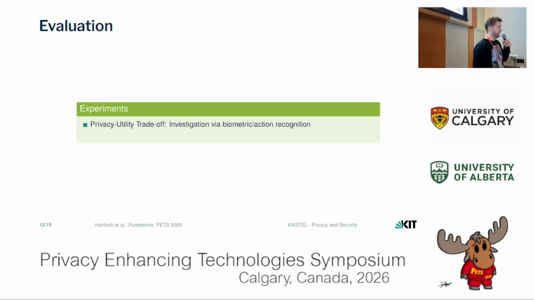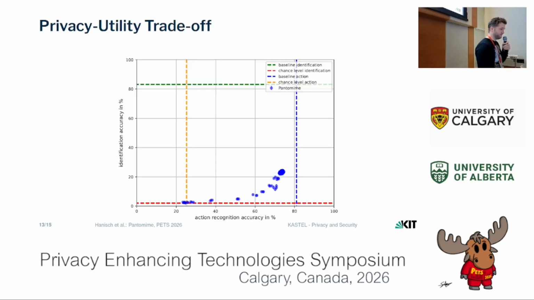Now we did some evaluations on this. First off, we looked at the privacy-utility trade-off, and for this we investigated it by using biometric recognition for the identification, and we used action recognition to quantify the utility. We also performed a user study, and essentially we did an online survey where we showed these motion sequences to people and asked them, does it still look natural to you? And then they had to rate on a scale from 1 to 5.